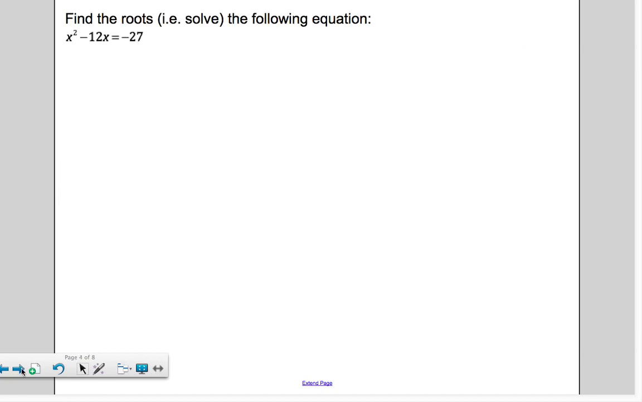So question. Find the roots, that is, solve. That's another way of talking about solving an equation. Find the roots of this equation. So how about we try to do this? Bring it all to one side. How are we going to do that, Jordan? Add 27 to both sides. And what happens to the other side? It goes to 0. Equals that magic number again, 0.